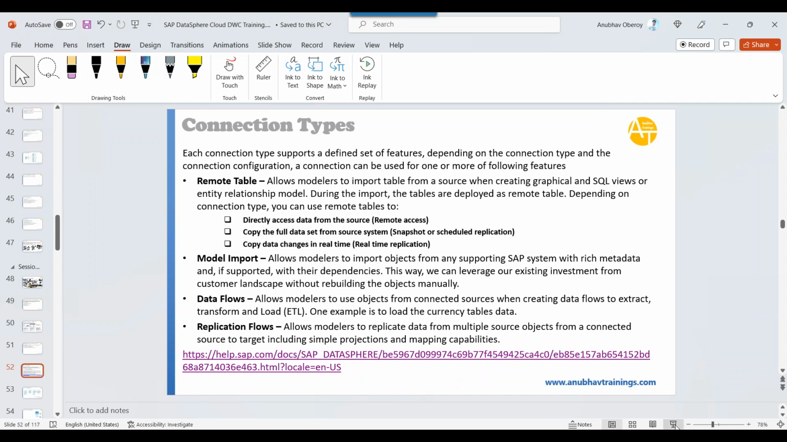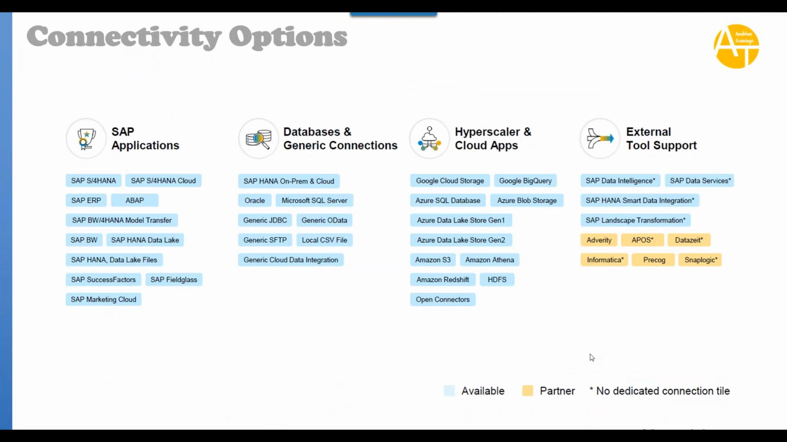So broadly, if you look at the connection types and connection options, we have SAP, we have database types of SAP and non-SAP, we have cloud-based hyperscalers, and we have external support. For SAP, we have S4, S4 Cloud, ERP, ABAP, BW Model Transfer, BW Data Lake. These are the connection types. For databases, we have Oracle, SQL Server, JDBC, OData, local CSV files, FTP, file transfer protocol.